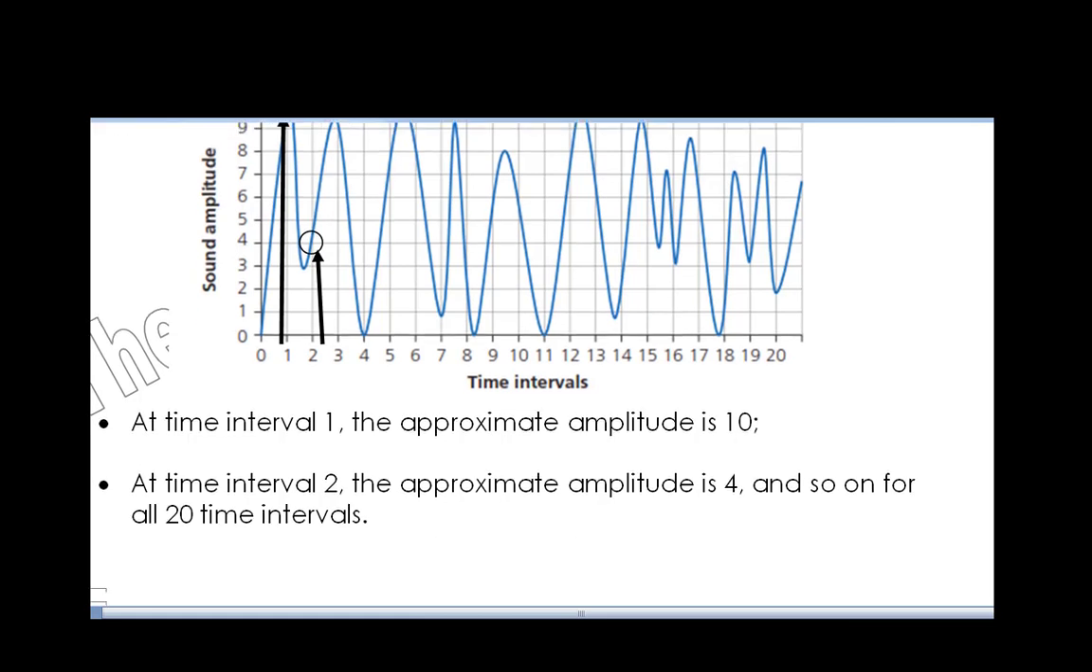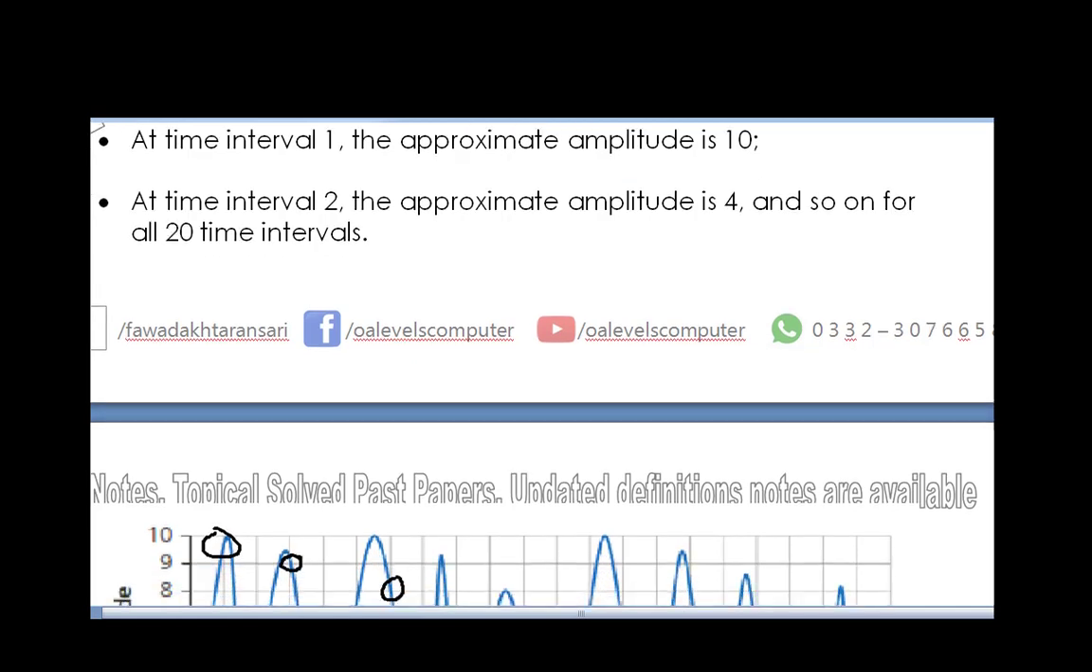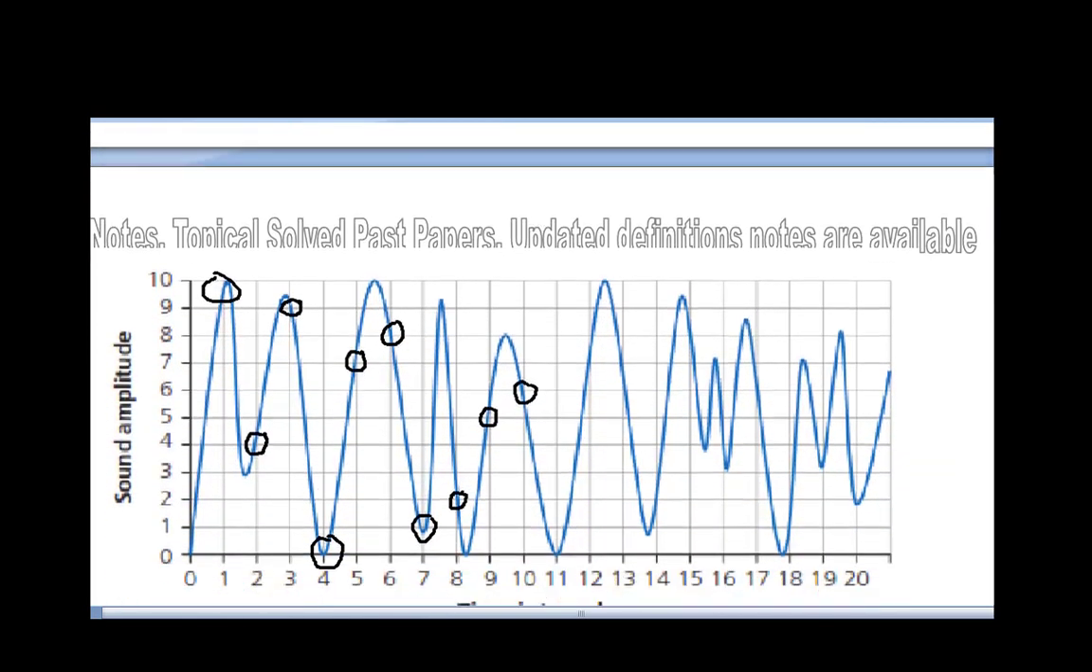So let's do a little exercise. I have already done it for you. Let's suppose I say the time interval is 3. I go along the line of time interval 3, and what is the peak point touching it? The sound amplitude is 9, because 9 and line number 3 touch at a certain point, so we take it as a 9 sound amplitude. In the same way, time interval 4 is touching at the baseline, which is sound amplitude 0.